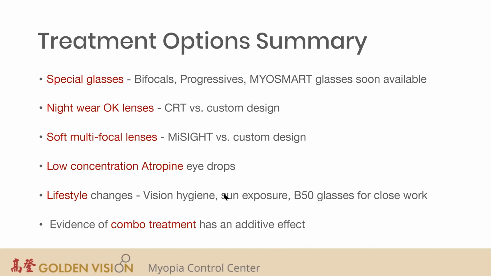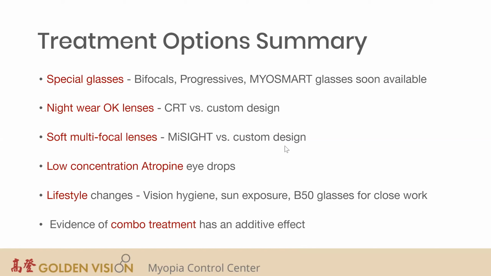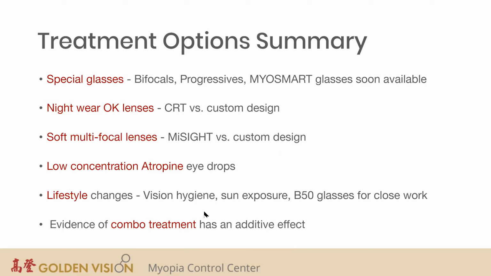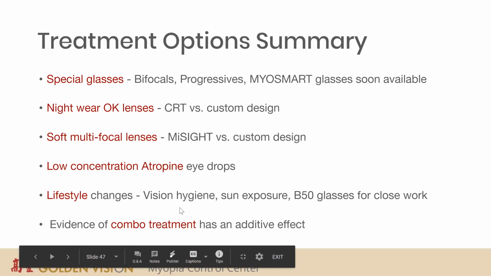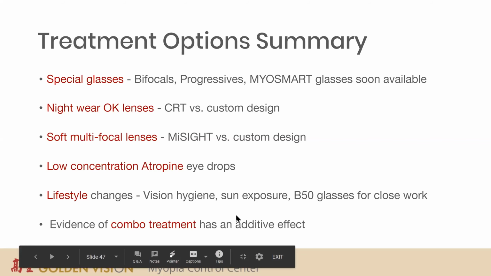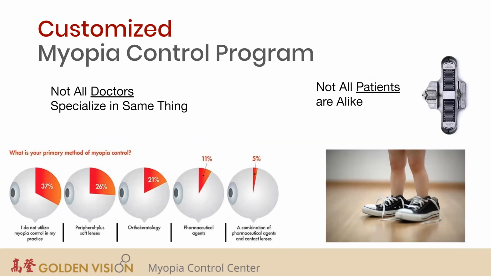The other one is soft multifocal lenses, the FDA approved MiSight lenses, but we also have custom designed soft multifocal lenses that are a little more effective than the MiSight lenses in controlling the myopia increase. Then we have different concentrations of the atropine eye drop, and we can titrate the concentration. And we have lifestyle changes, outdoor exposure, using your B50 glasses when you do close work. I use a combination of these methods depending on the genetic factors, your lifestyle, and your age, sometimes one, sometimes two. Shoe size is not always the same. I really believe in a customized myopia control program.